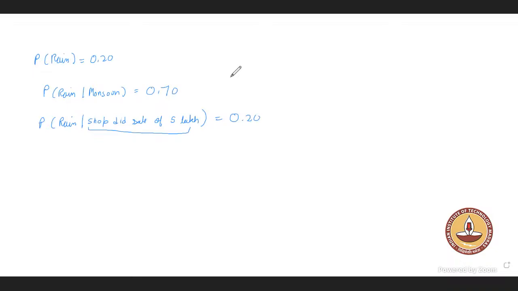And in statistical terms, no relation means the intersection is 0, meaning disjoint? No, disjoint is different and independence is different. Let me tell you. Disjoint means there is no intersection. Let's take two events A and B. If I say disjoint, it means their intersection is nothing, an empty set.